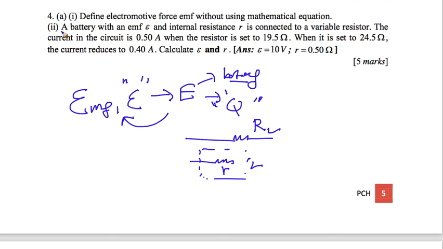Number 4.2, a battery with the EMF E and internal resistor r is connected to a variable resistor. The current in the circuit is 0.5 ampere when the resistor is set to 19.5 ohm, and when the resistor is set to 24.5 ohm, the current is reduced to 0.4 ampere. Calculate the EMF E and internal resistor r.